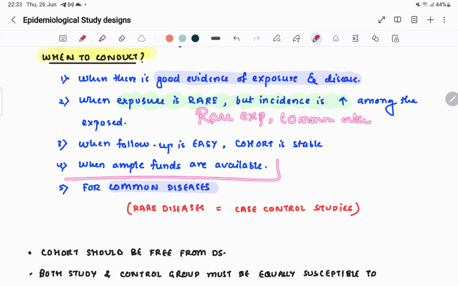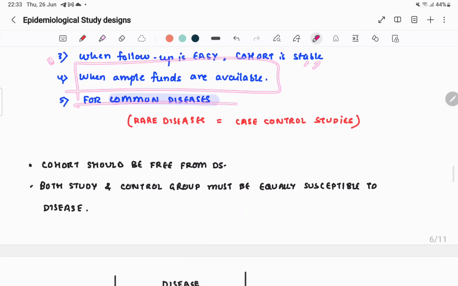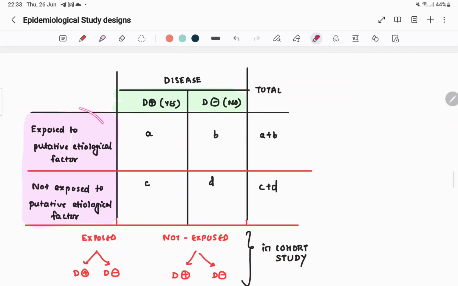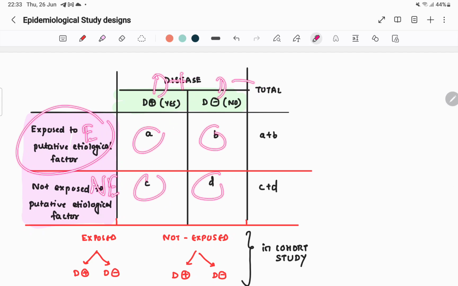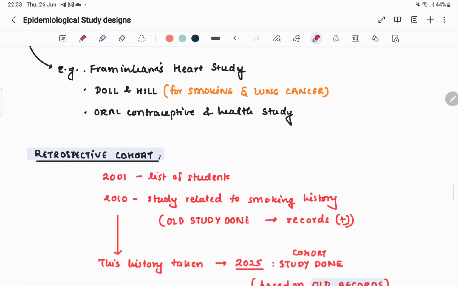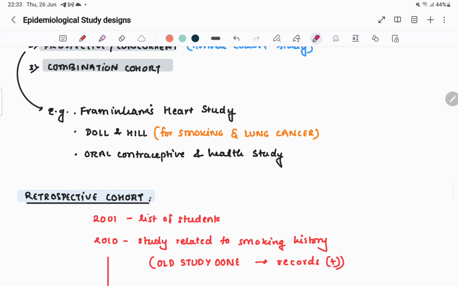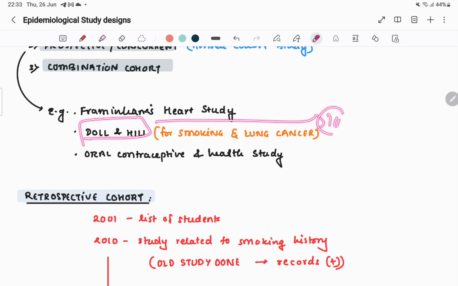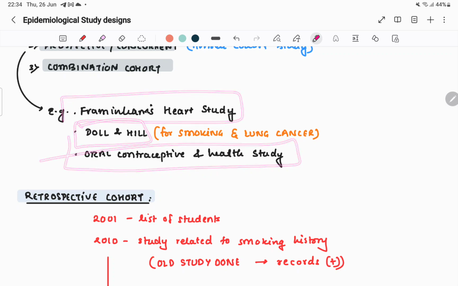When ample funds are available, I told you that manpower and all are more required. For common diseases, cohort is usually done. Rare diseases, I told you, case control, right? Exposed and non-exposed we take in one column, disease plus and disease negative in another column: A, B, C, and D. Types: historical cohort, prospective cohort, combination cohort. Classical cohort examples: Framingham's heart study, Doll and Hill study, and oral contraceptive and health study. Doll and Hill have 10 criteria, I will talk in some other lecture.